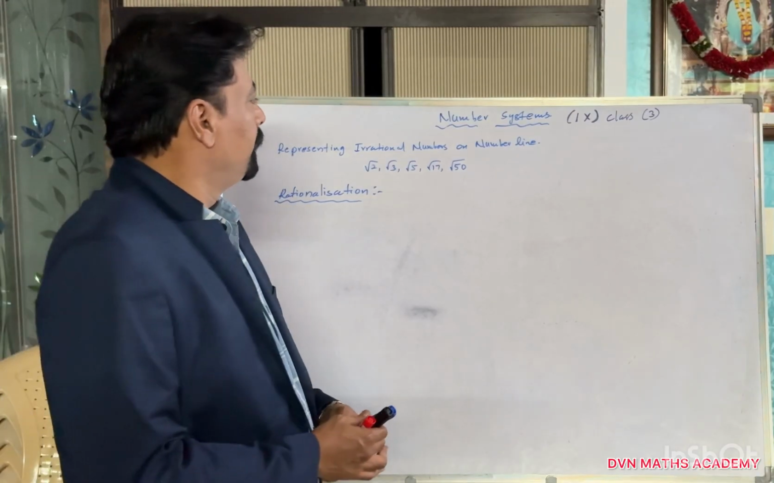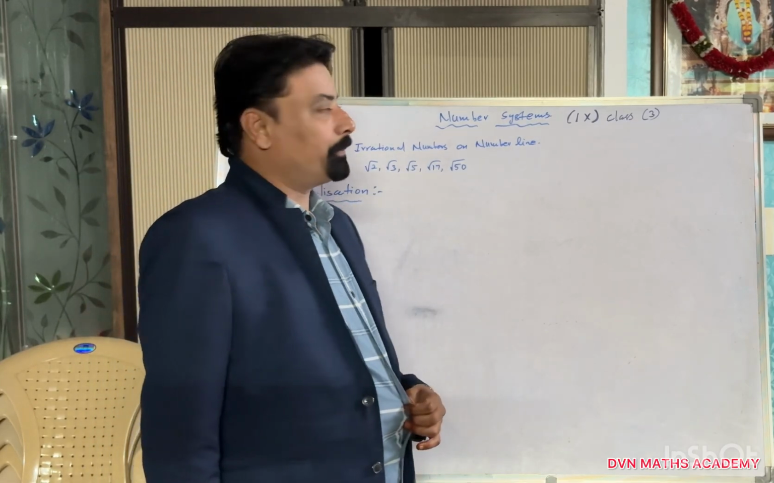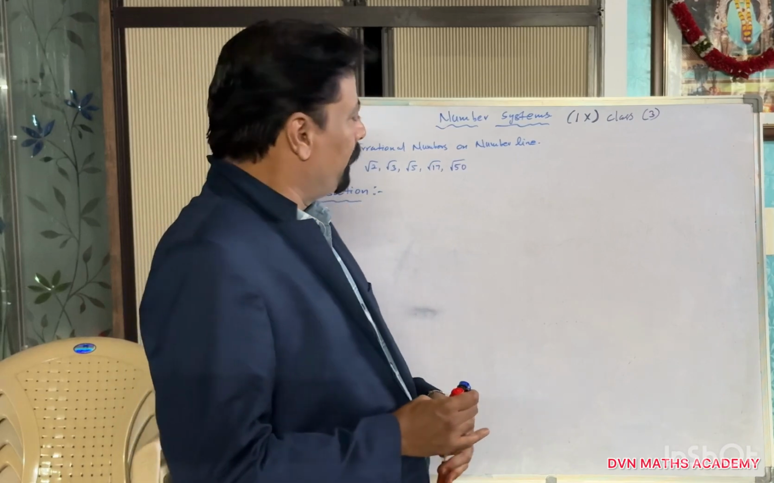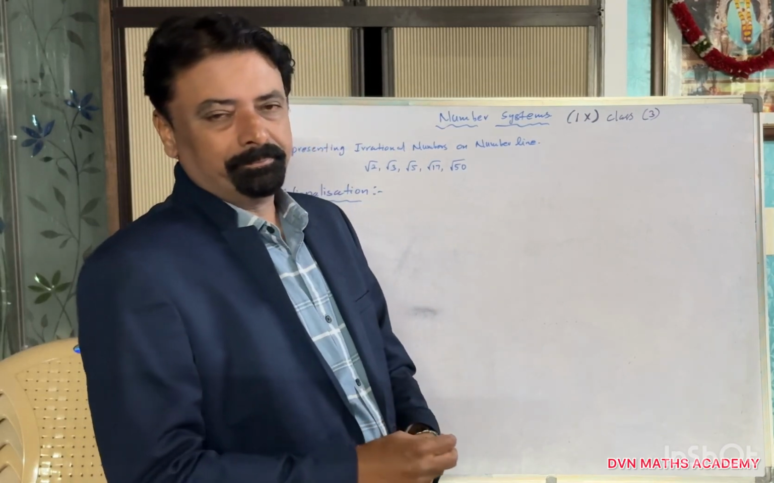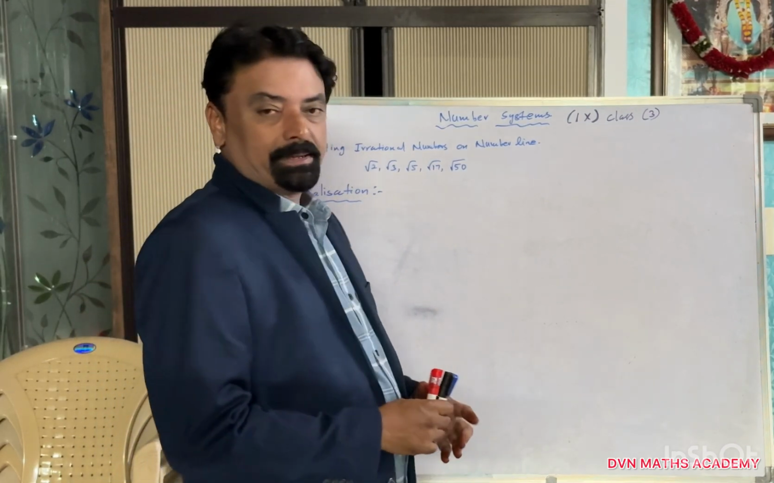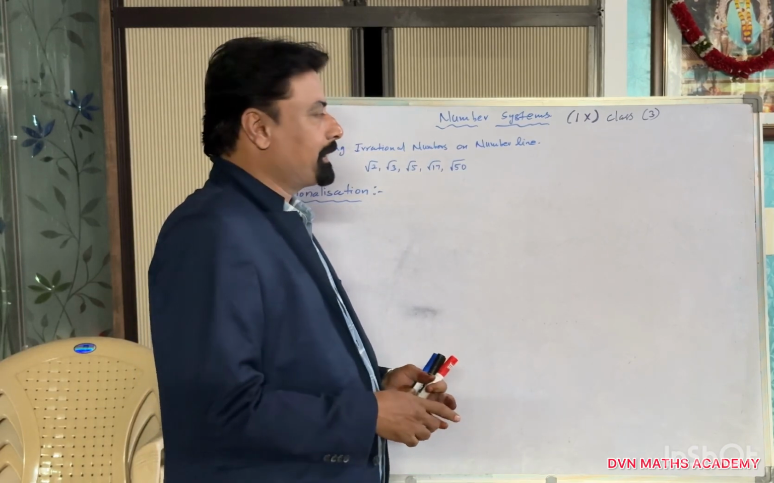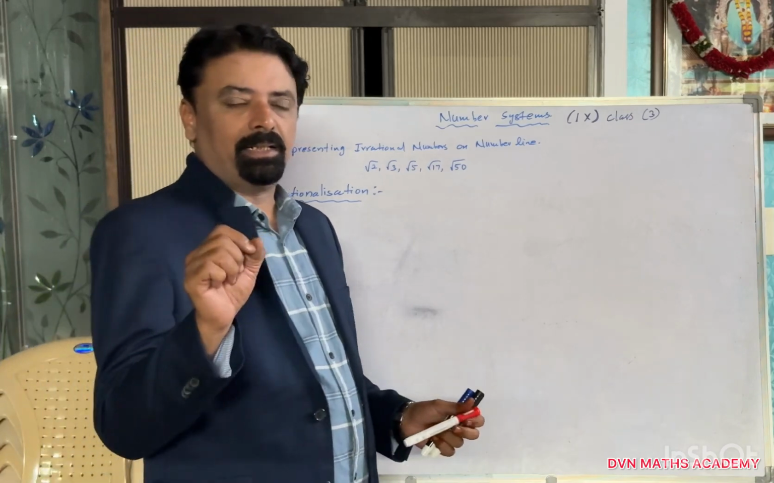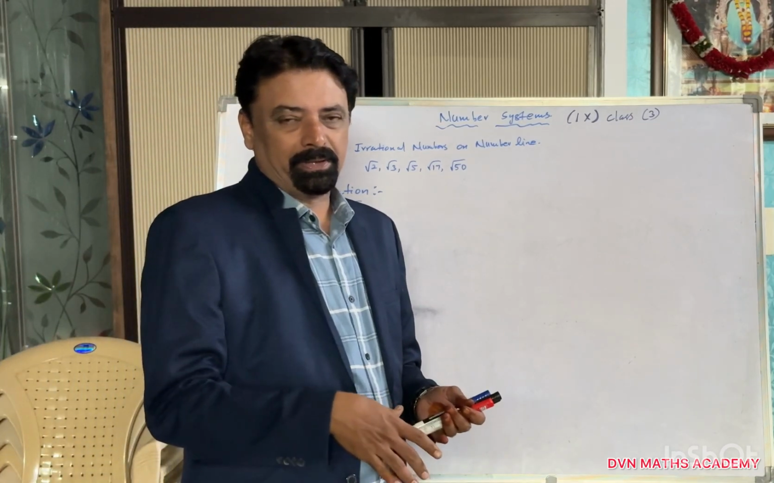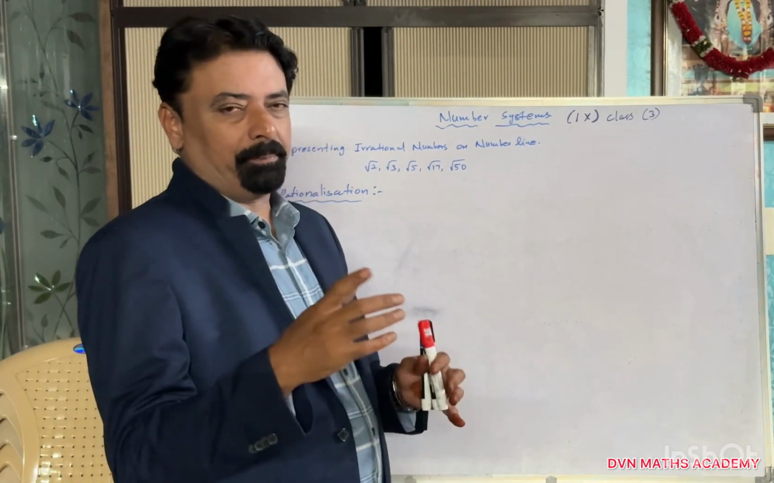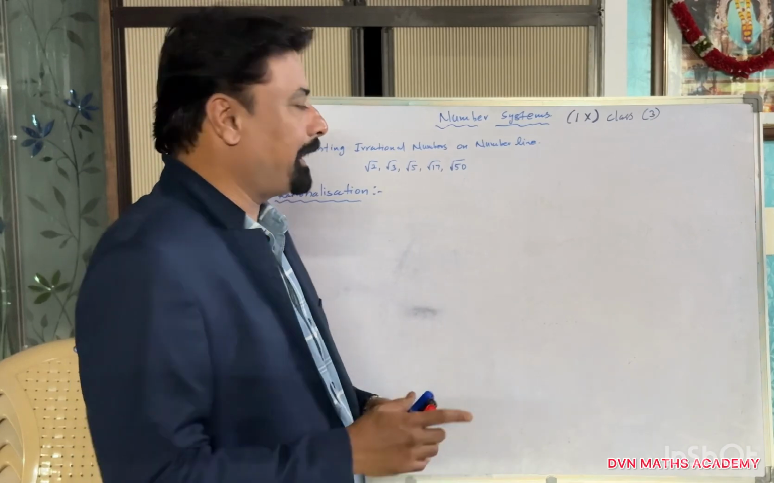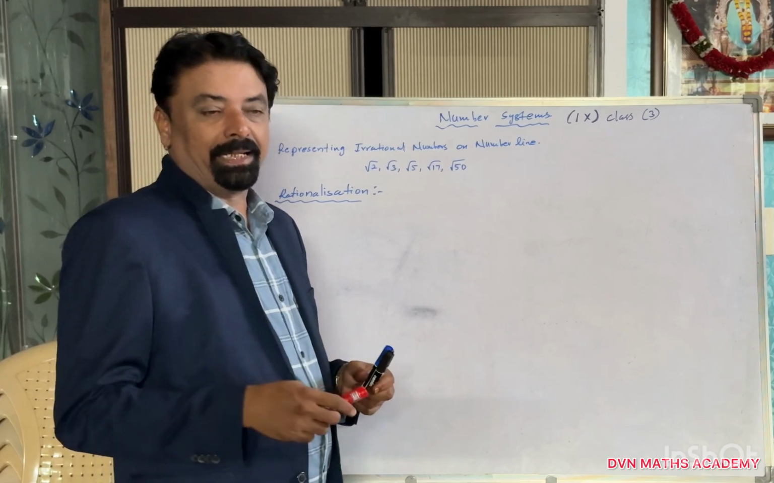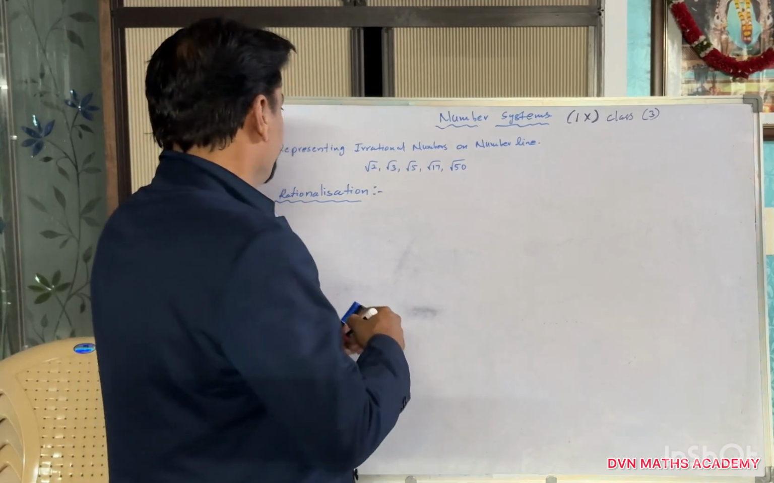Hello. So today we are going to discuss one of the important concepts for ninth class maths, in the first chapter, number system. Today in this class we are going to discuss two topics. The first topic is representation of irrational numbers on the number line. In the previous classes we represented some rational numbers on the number line. But here in this class, we will see how to represent the irrational numbers on the number line.